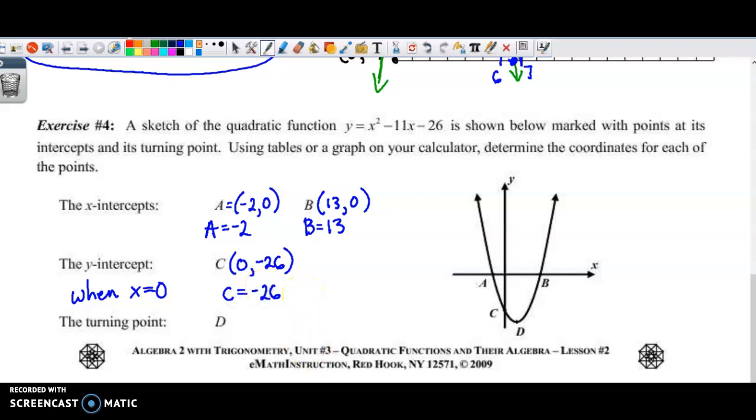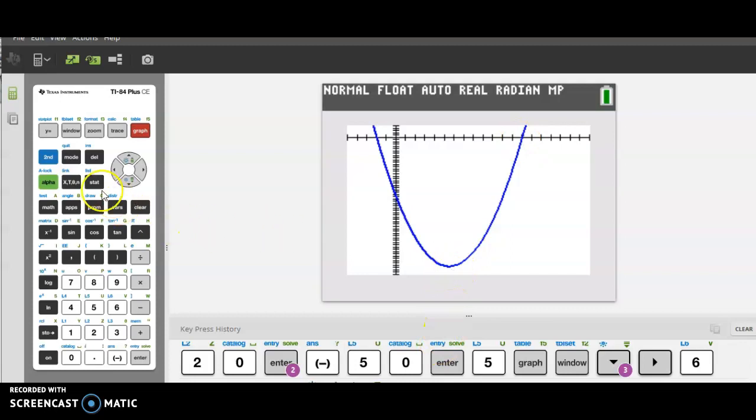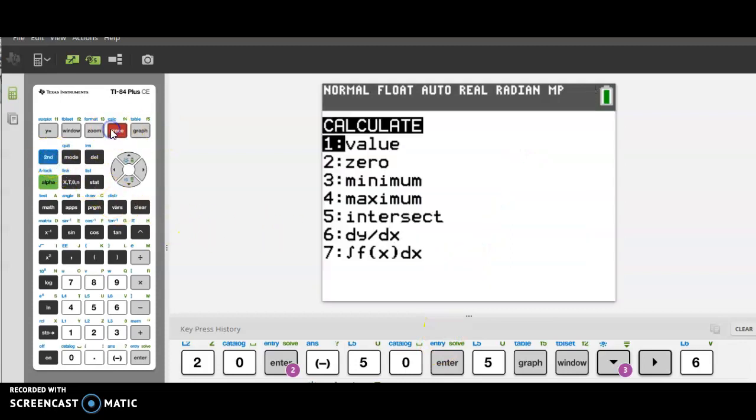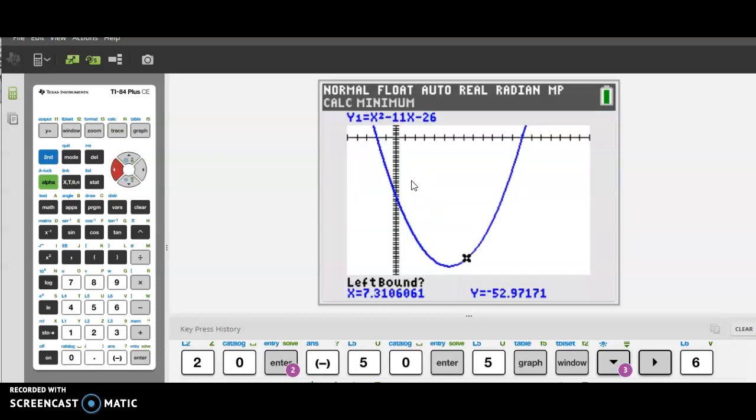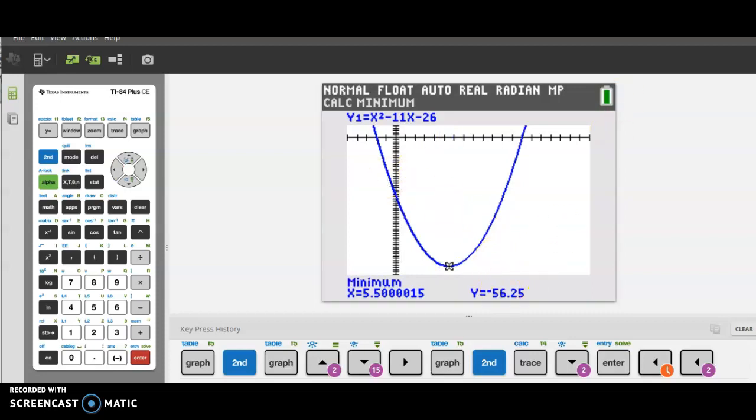Now, I do want to point out how you can use a graphing calculator to actually find the exact vertex. And it's hitting second trace. And because it's the lowest point, you want to hit minimum. So it's the third option. And this is kind of weird. You have to hit enter to the left, enter to the right of that vertex, and then closer. So it's 5.5, -56.25.